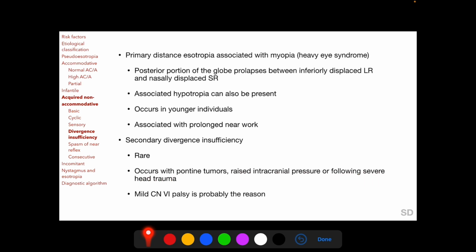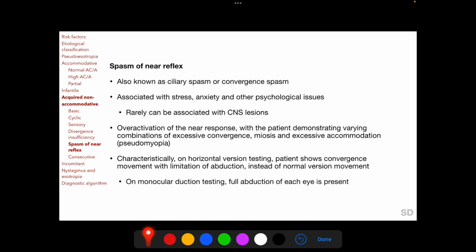Secondary divergence insufficiency is probably due to a mild sixth cranial nerve palsy, and because of this, we may get incomitance in these patients. Spasm of near reflex is also known as ciliary spasm or convergent spasm, and patients with spasm of near reflex are often found to have stress, anxiety, and other psychological issues. Rarely, spasm of near reflex can be associated with CNS lesions.